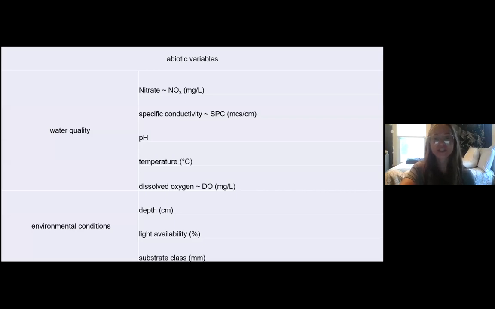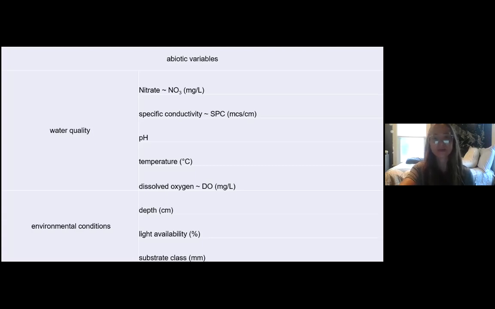So again, this is just a table of the abiotic variables that we took in order to fully characterize the site. The water quality conditions were taken with the chemical multi-probe, the YSI probe. And like I said, these included nitrates, specific conductivity, pH, temperature, and dissolved oxygen. And the environmental conditions were taken with multiple instruments in the field, and they included depth, light availability, and substrate class size.